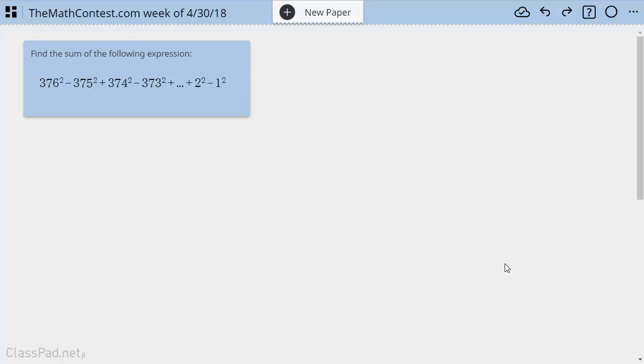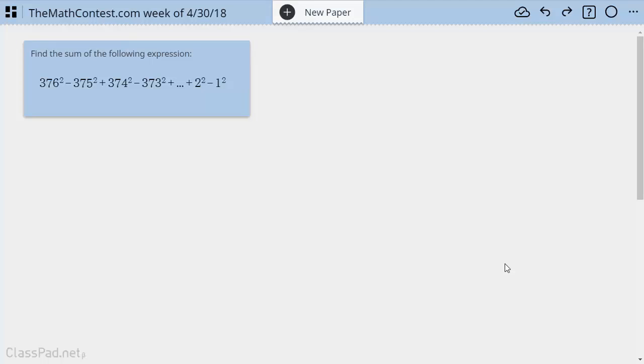And in this problem we're asked to find the sum of the following expression: 376 squared minus 375 squared plus 374 squared, and on back and forth all the way down to 2 squared and then minus 1 squared. Anytime I see a problem like this, there's a pattern here, but I can see that alternating positive, negative is going to create some headaches for us. We want to somehow get that alternation out of there.